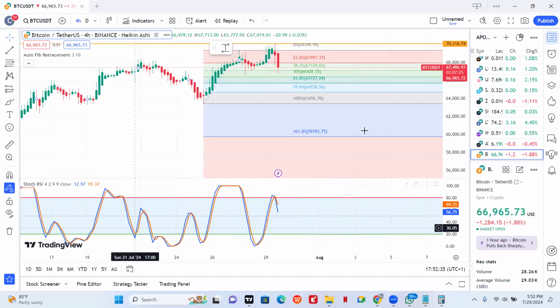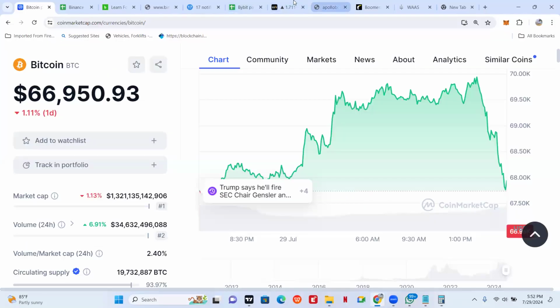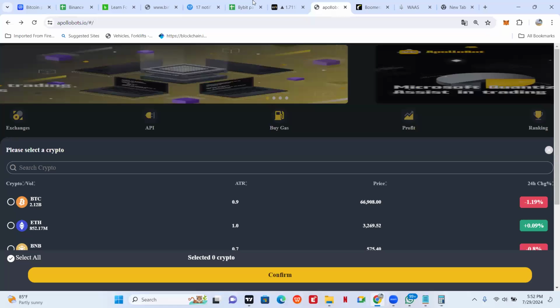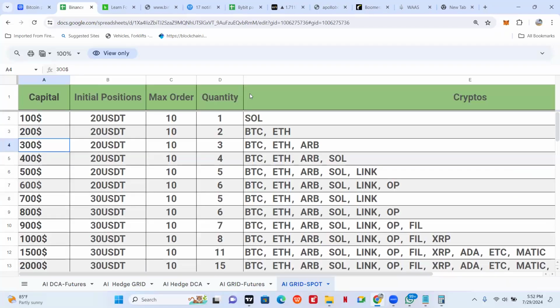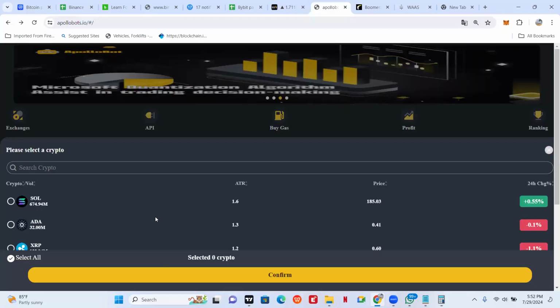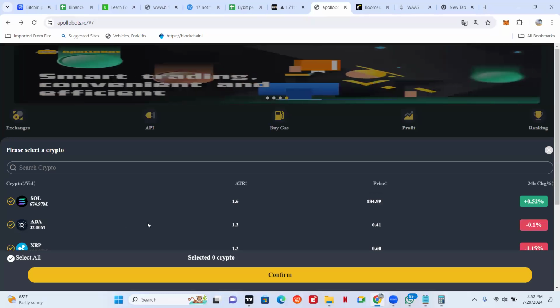So with this, you can easily set up your bot. Use the chat to set up your bot, that is if you are a passive trader. So you just come here, you pick those 3 coins according to the chart. Once you pick the coin, you confirm.